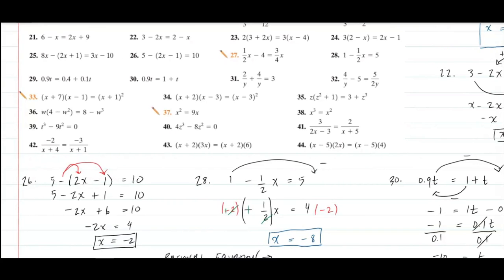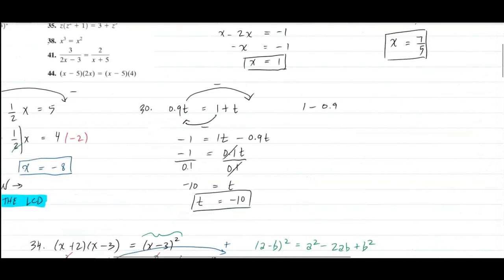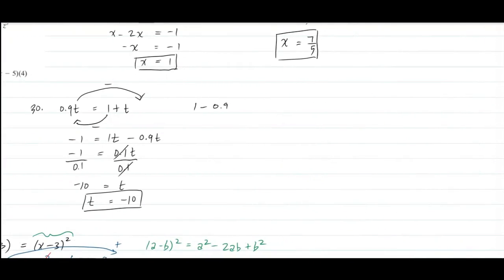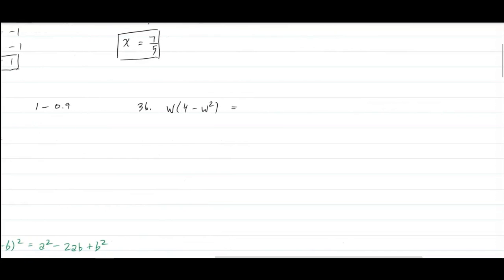All right, number 36, it says w times 4 minus w squared is equal to 8 minus w cubed. Okay, so there you go. I got that all written out. Step number 1, you see a parenthesis and something before it. Your habit should be expand this, right? You can't really solve an equation until you have expanded everything first. So now you have the following on the left side, and on the right side you have 8 minus w cubed.